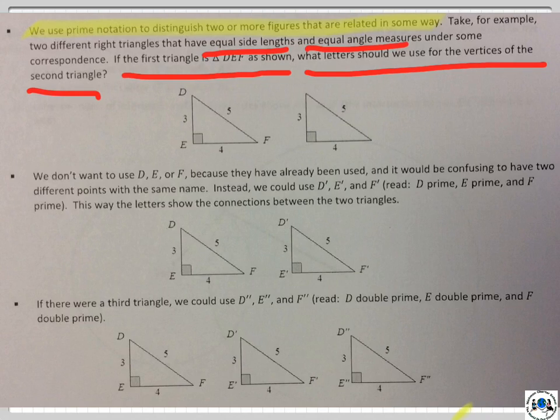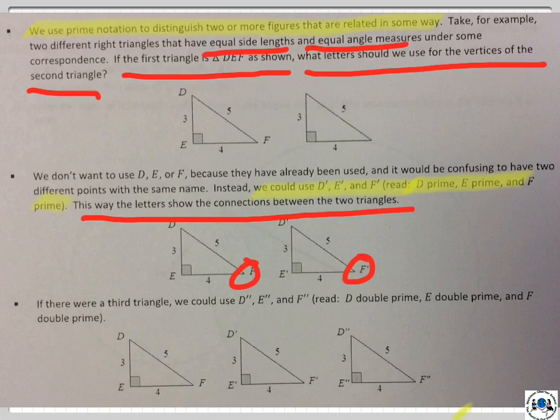Instead, we could use D with a little prime notation there, and E with the notation, F with the notation, just one little tick, which actually reads D prime, E prime, and F prime. In this way, the letters show the connections between the two triangles. It shows that these are all identical.